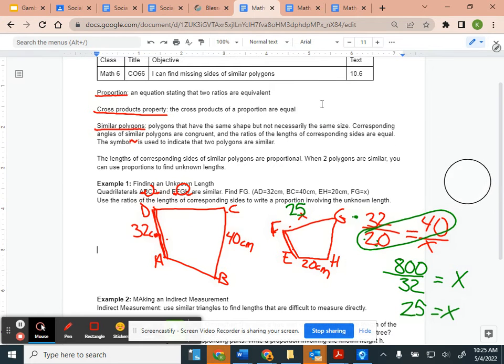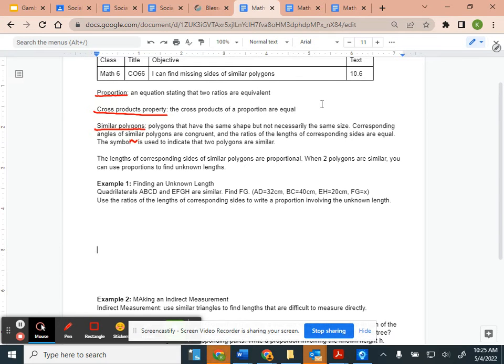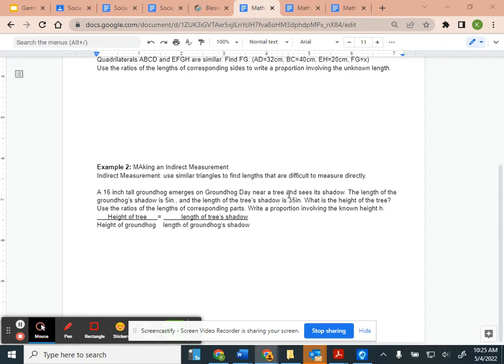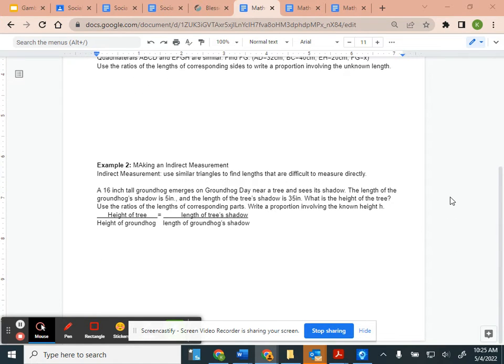Let's look at our second part. Making an indirect measurement. Indirect measurements, we use similar triangles to find lengths that are difficult to measure directly. So our example is there's a 16-inch tall groundhog that emerges on Groundhog's Day near a tree and sees its shadow. The length of the groundhog shadow is 5 inches. The length of the tree shadow is 35 inches.